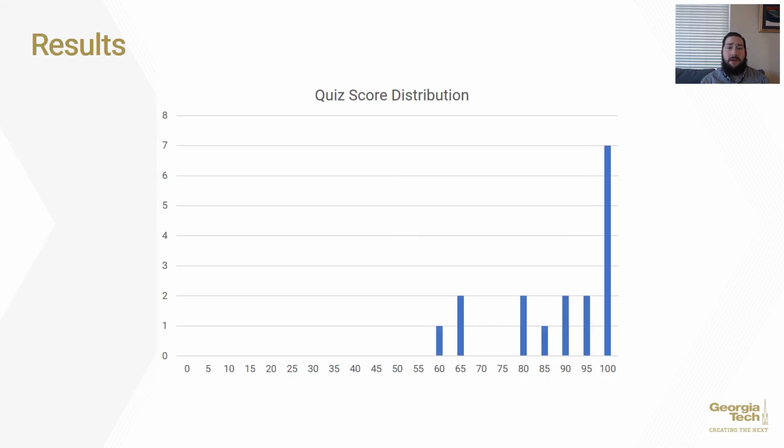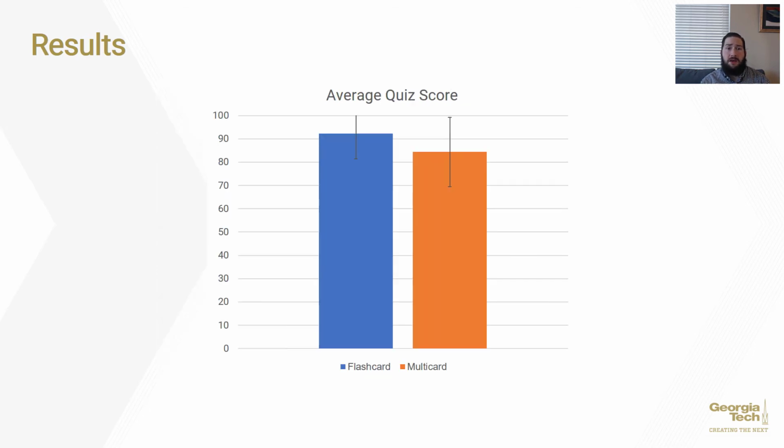All said and done, when the experiment concluded, most of the volunteers did very well on the quiz. 7 of 17 scored perfectly, and 14 of 17 scored 80% or higher. Looking at the average quiz score, there was not a large difference between volunteers who used the flashcard tool versus those that used the multicard tool. Both averages were over 80%, and the standard deviation of both overlapped significantly.